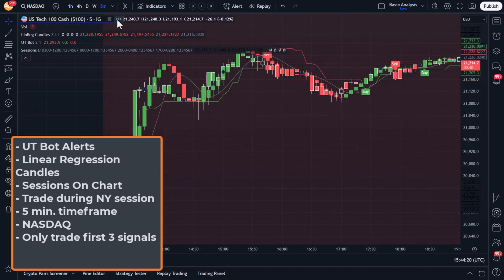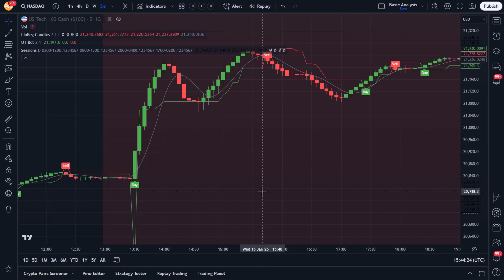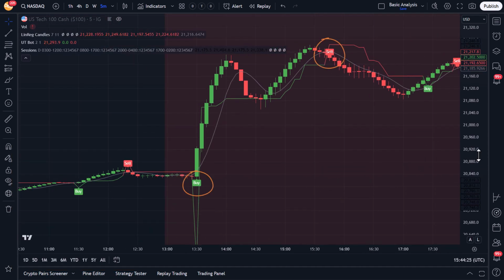Now the trading rules of the video are simple. Again, only take the trades during the New York session and wait for the UT-bot alert signal to flash. Also ensure that the candle color matches the signal. So for a sell signal the candle must be red and the price must close below the linear regression line. And for a buy signal the candle must be green and should be closed above the signal line. Then you can enter the trade at the close of the signal candle.